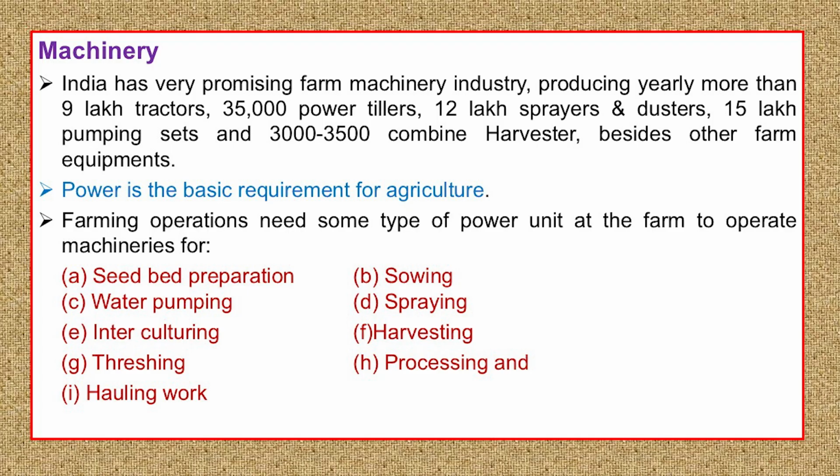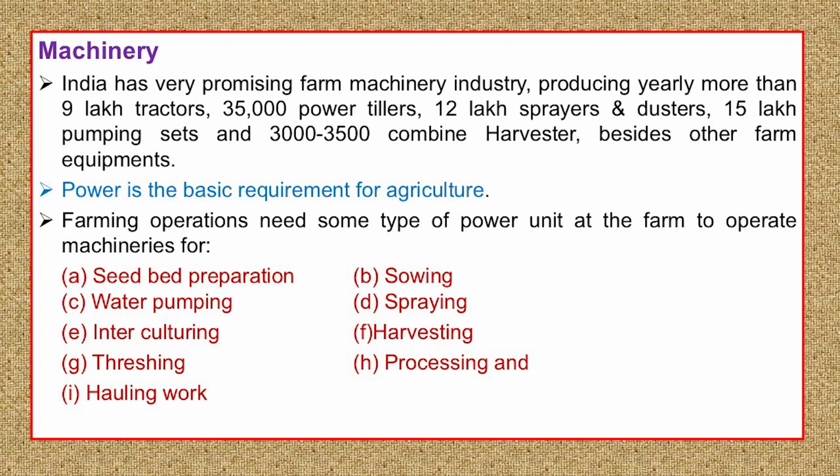Besides this, there are other small equipments, such as weeders and other small specialized equipments, which are also used in agriculture. For all these machines, we do require power. Power is the basic requirement in agriculture. Farming operations need some type of power unit at the farm in order to operate machinery. Unless we have power, we can't operate the machines used for mechanized agriculture.